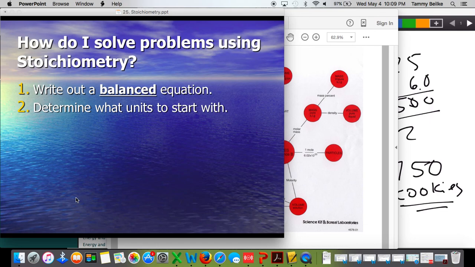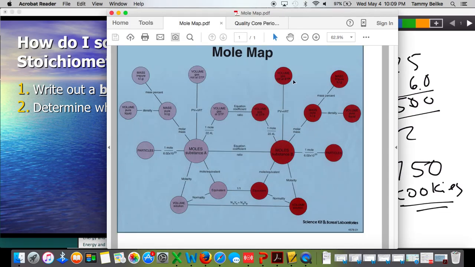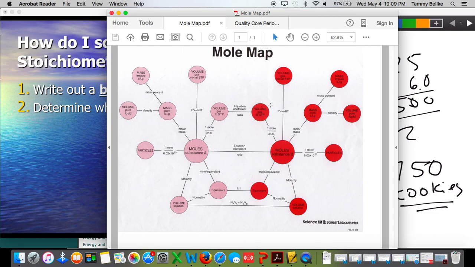Second step, whatever the problem is stating, figure out what things you're given and figure out the units you're starting with. Is it grams? Is it particles? Is it volumes? Maybe it's volume of a gas where it might be at STP, not at STP. What are the units you're starting with? Maybe it's a volume of solution. These are the sorts of units you are starting with, these things that are in the big circles.